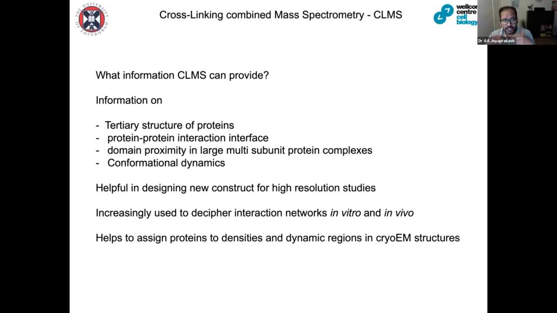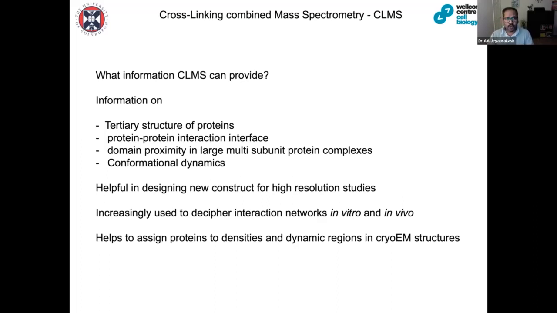And the domain proximity information obtained from cross-linking mass spectrometry can also help in designing new constructs for further high-resolution structural studies with traditional methods. And this method is increasingly being used to decipher interaction networks in vitro and in vivo, and it routinely helps to assign proteins to densities in low-resolution structures.